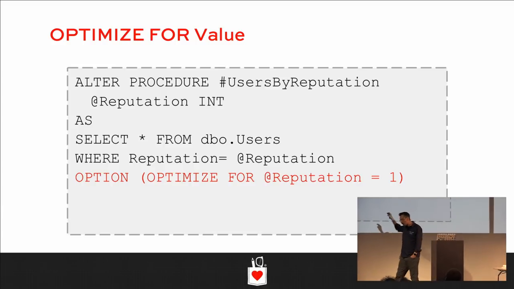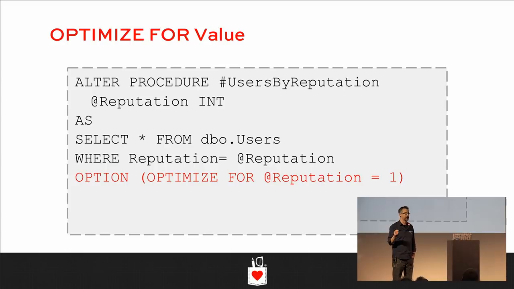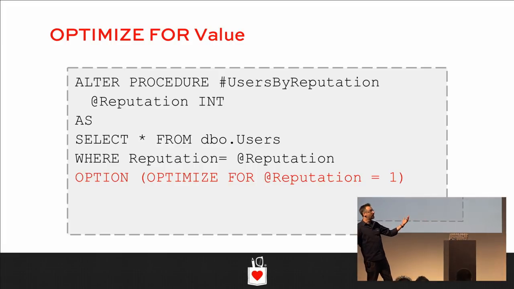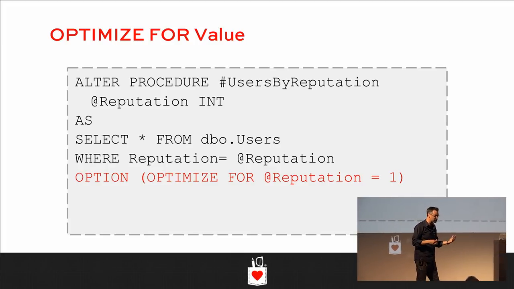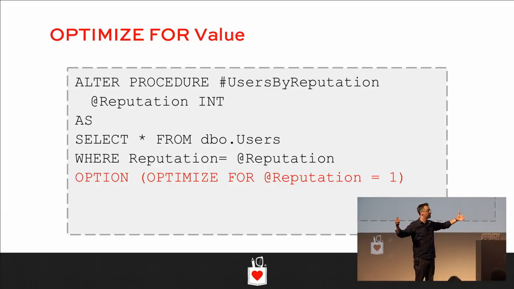Another way that I could do it is I could hard code business logic right into the stored procedure. I could say optimize for reputation equals one. This way, no matter what parameter they call it with, I will always get an execution plan designed for a clustered index scan because it's a big, huge amount of data. That might sound backwards, but in my scenario, this is a great fix. Clustered index scans usually sound bad, but remember, this is only 80,000 reads. If the wrong query gets into the plan cache, I'm going to be doing 10 million logical reads, and that sucks.